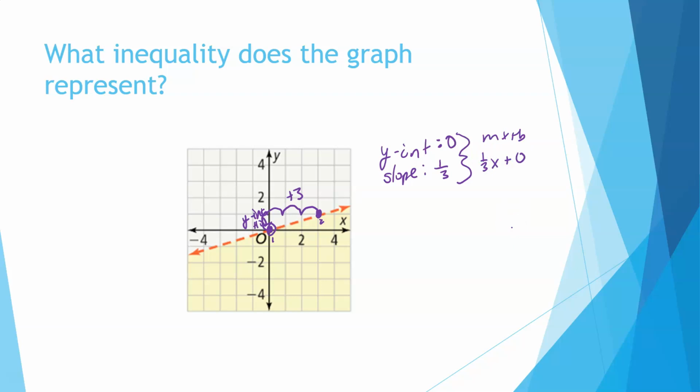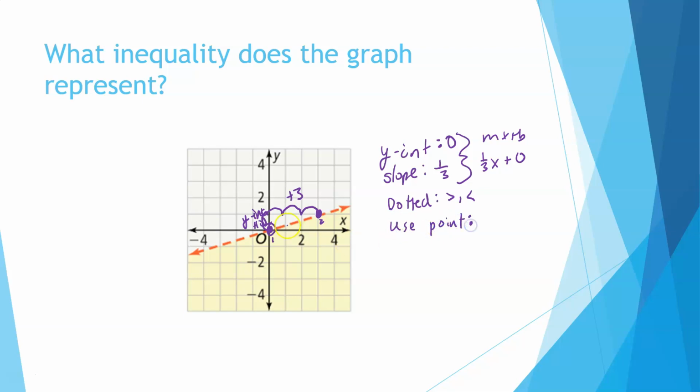We do not usually write the plus 0 on the end, so we'll get rid of that as we go. Step 3 was to decide if it's solid or dotted. This one's dotted. All that means is once I decide the direction, it's not going to be underlined. It's going to be one of those two. And now step 4 is to figure out the direction using a point.